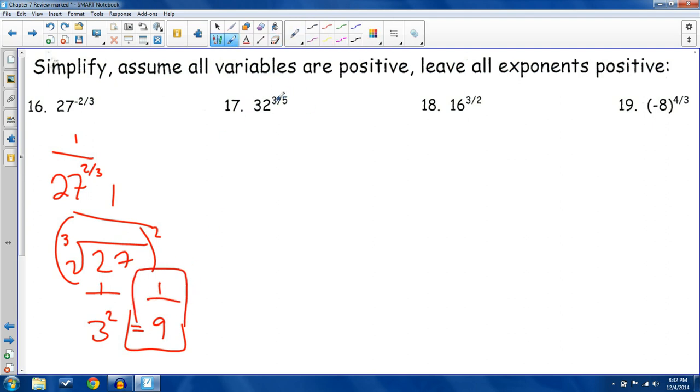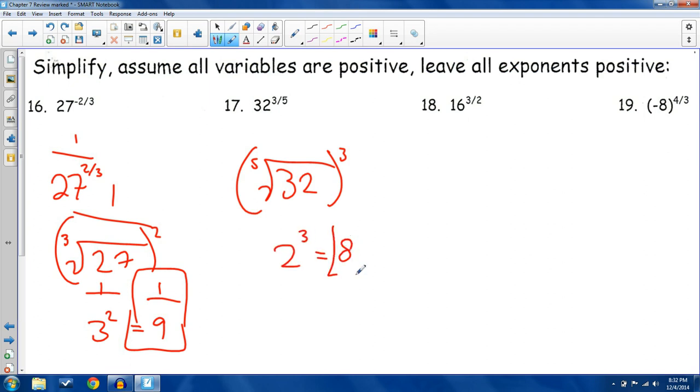Okay, 32 to the 3/5. Same idea here. I can do 32 cubed and then the 5th root, or I can take the 5th root first and then cube it. When in doubt, get small numbers. That's kind of a motto we're going to go with here. And 2 cubed is 8. No, 1 over 8 is just 8.